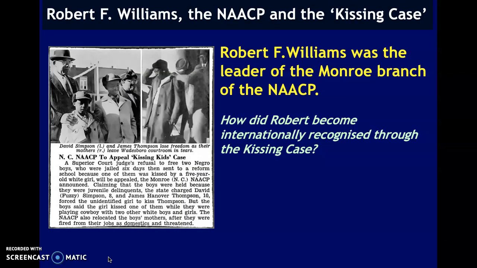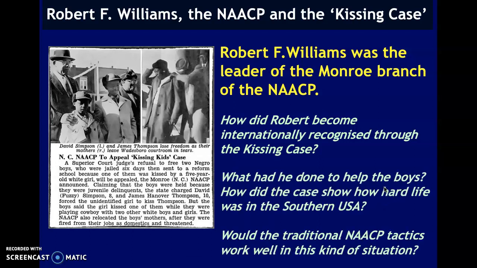All right, so you saw that Robert F. Williams was key. He was an important figure. He shows up in the kissing case. He is the one who actually makes it internationally famous, and he puts pressure on the governor of North Carolina to release these boys who have been unfairly imprisoned. So just answer that question. What did he do to help the boys? And secondly, would the traditional NAACP tactics, meaning going to court and waiting for a judgment, would that work well in the situation of the two boys. Explain why.